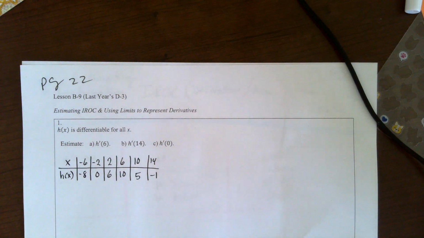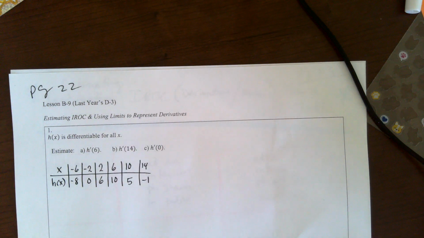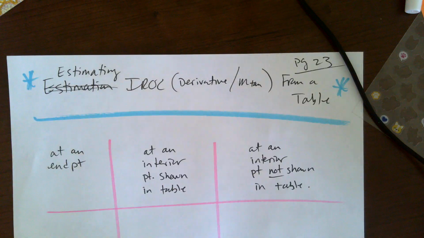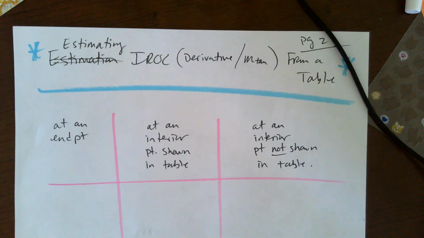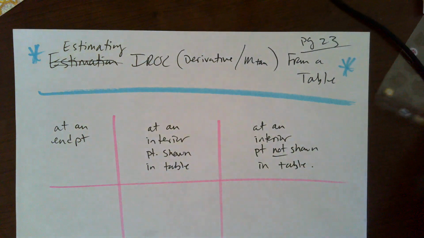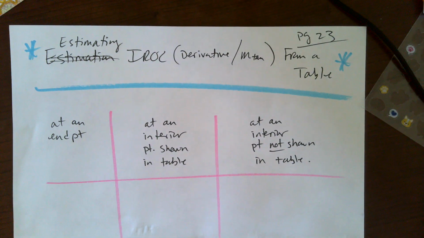Okay, so this is page 22, lesson B9, estimating IROC and using limits to represent derivatives. Okay, so guys, we're going to start off on page 23. Pause the video and write this down. You don't need to use the colors the way that I did, but you'll want to pause the video to write this down.